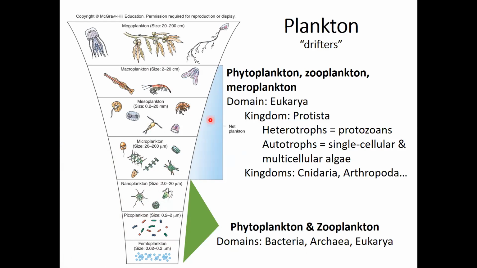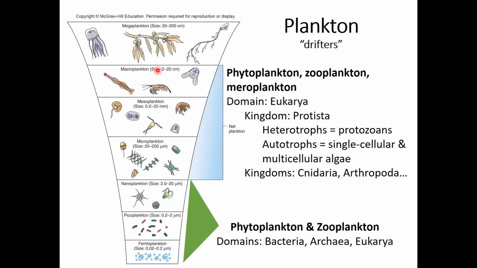The net plankton include eukarya. So these are some phytoplankton, some zooplankton, as well as meroplankton. So remember, the meroplankton are organisms that are plankton in their juvenile stage. When they develop and grow into adults, they become nekton. But in their larval stage, they're not able to swim, so they're considered plankton. And those might be captured in a plankton net.